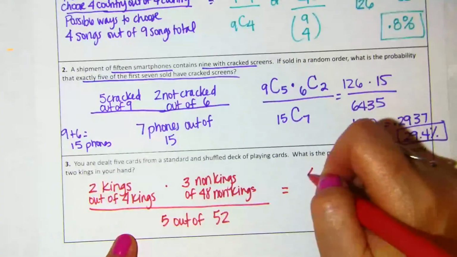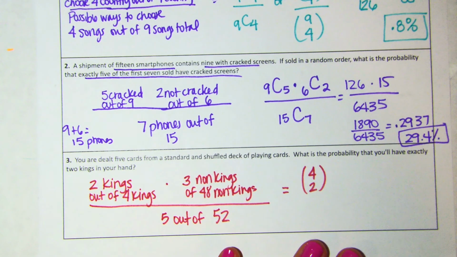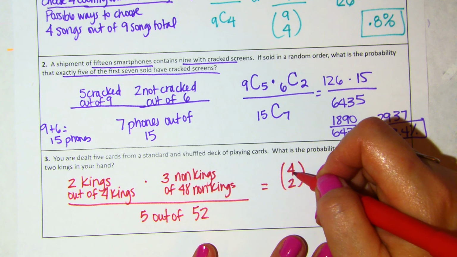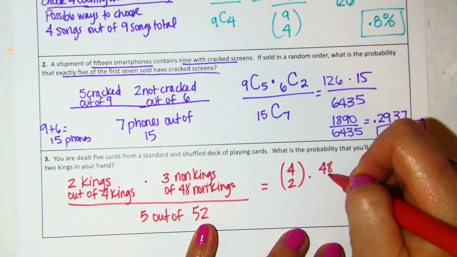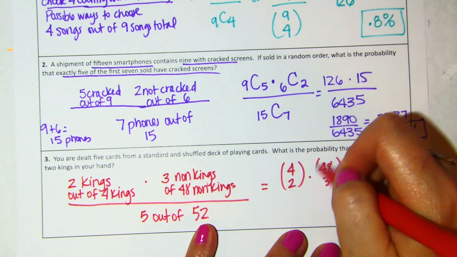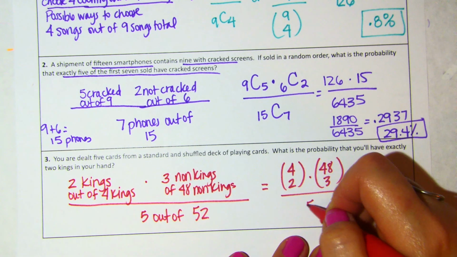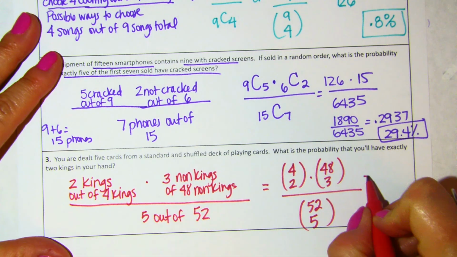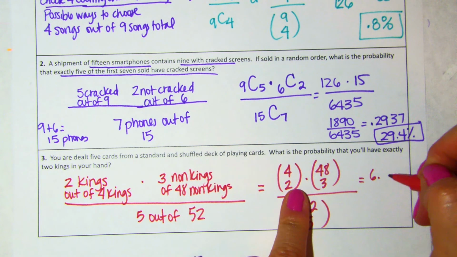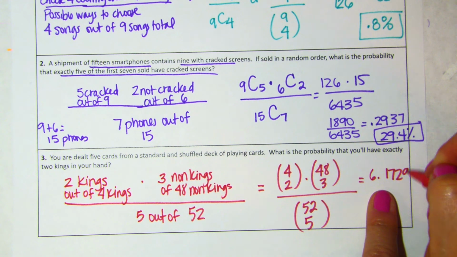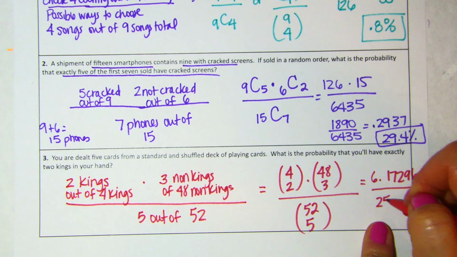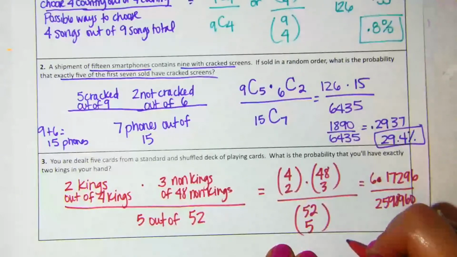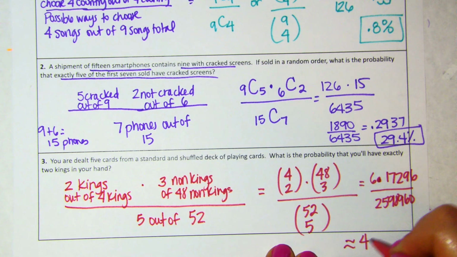Okay, so I have 4 kings. I want to choose 2. I'm going to do this with my other notation here. And then 52 minus 4 is 48. So out of the 48 that are left, I want 3 to be non-kings over how many ways you can just do 5 cards out of 52. Okay, so when you do this on your calculator, this gives you a 6. This one gives you that. Big numbers. So when you multiply that and do it on your calculator, you should get about 4%.